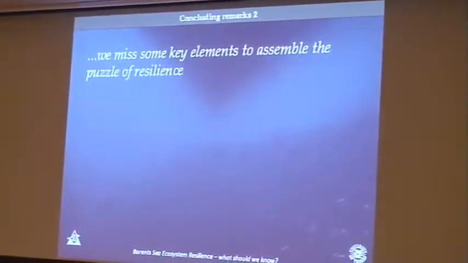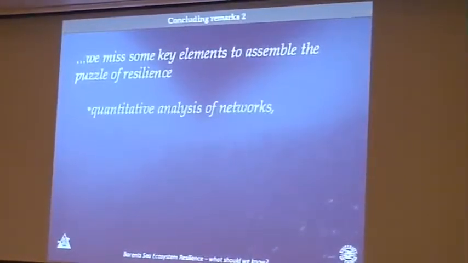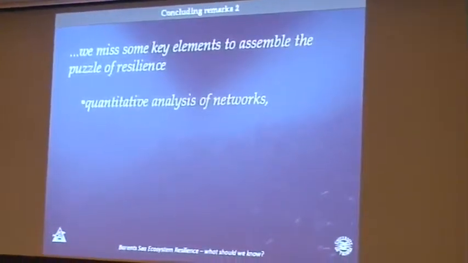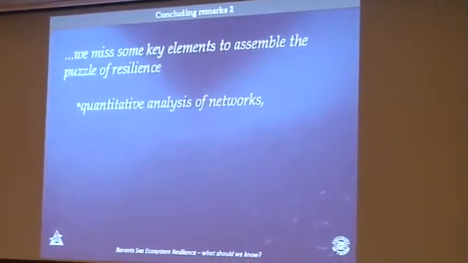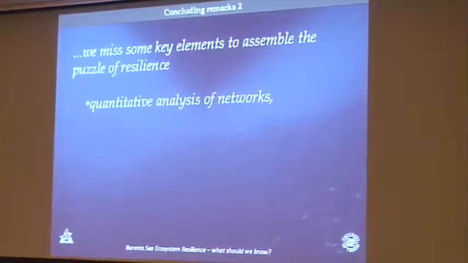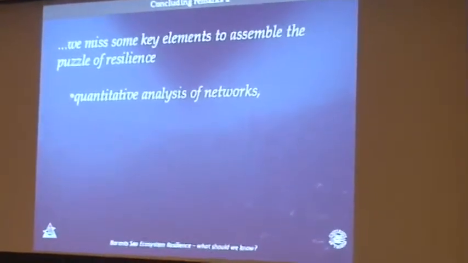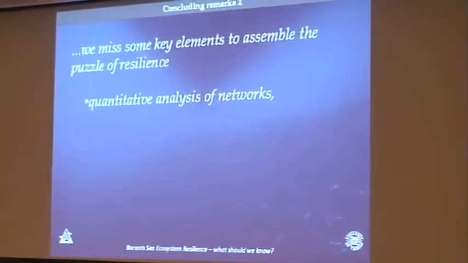But we still miss some key elements to assemble the puzzle of resilience, and I'm just listing some of these here. When it comes to quantitative analysis of networks, we have drawn a lot of networks, mostly trophic networks, but there has been very little quantitative analysis of the structural properties of these networks. Are they stable? Are they robust? And are they resilient to perturbation?